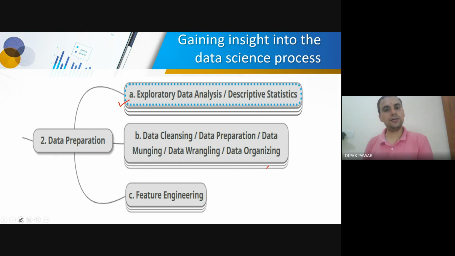So the second important process for machine learning or data science is data preparation. This phase is divided into 3 parts. We have exploratory data analysis, which is also considered descriptive statistics.